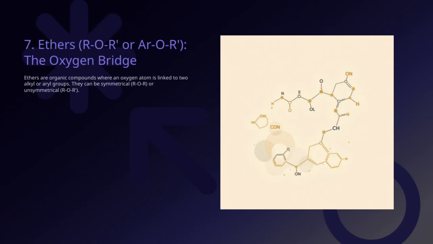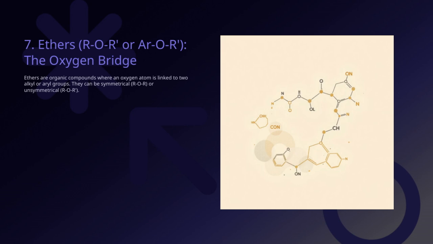Ethers are a fascinating class of organic compounds, and what sets them apart is the presence of an oxygen atom that's connected to two alkyl or aryl groups. Think of the oxygen as a bridge, linking two carbon-containing groups. Now, these groups can be the same, which we call symmetrical ethers, or they can be different, known as unsymmetrical ethers.